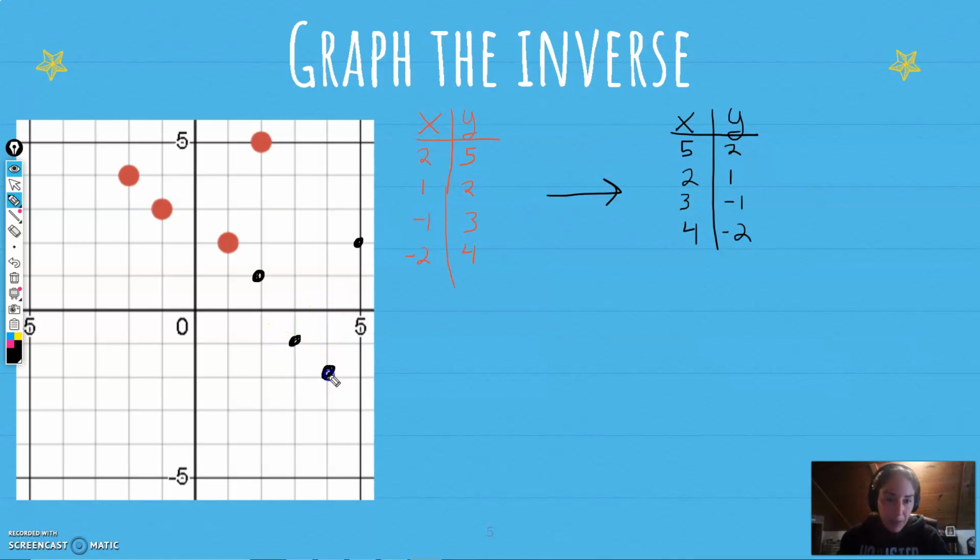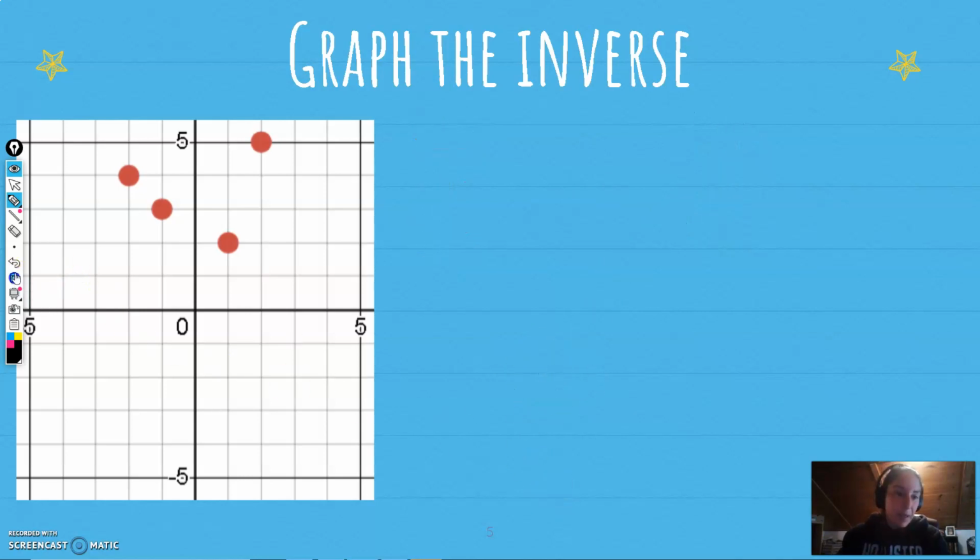-2 is here. Done. So again, steps, get a set of points for the original graph or function, and then inverse it, switch all the x's and y's because inputs become outputs, outputs become inputs, and then graph your new table and done. So this guy is finished. We graph the inverse there.